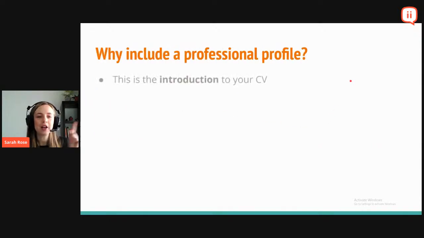Okay, so why do we include the professional profile? We need to know the purpose so that we know what to put in it. Some people don't include a profile on their CV. They decide they don't want to. They think it doesn't look good. I recommend that you do include it in your CV, especially if you are looking for a job in a new country or if you are changing your job. I think it really helps the recruiter to understand your CV.